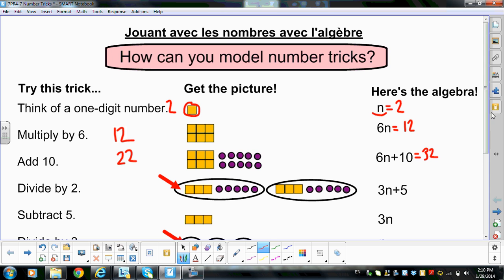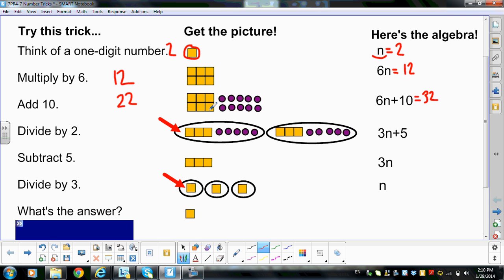Now, divide by 2. So right here, they've taken my picture, and they've taken all these 6 blocks and divided those into 2 groups of 3. And then they took all these 10 here and divided them into 2 groups of 5. So in each circle, in each group, I have 3 n's, 3 of my numbers, so 3 times 2, which is 6, plus 5. So divide 22 in half. Uh-oh, I wrote 32 up there. One second. We all make mistakes. Erase the 3 and come back with the 2.